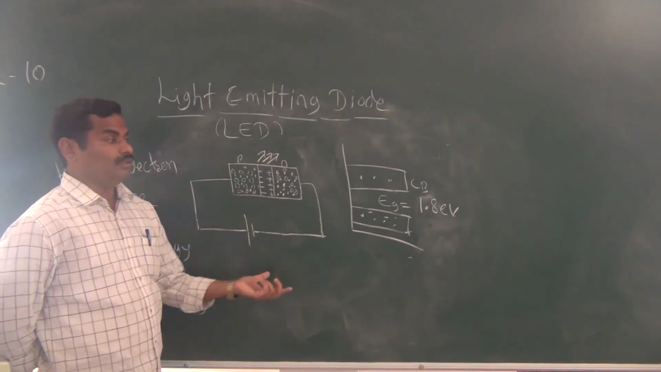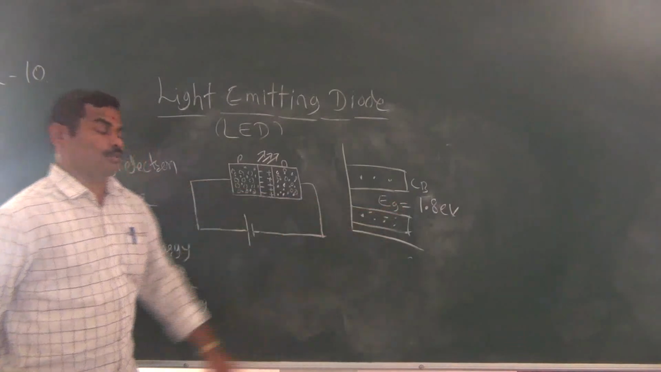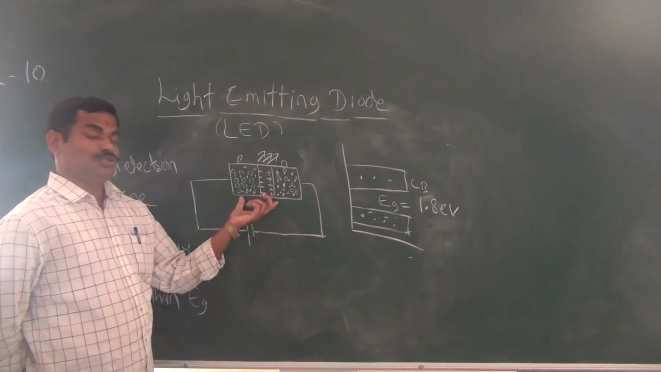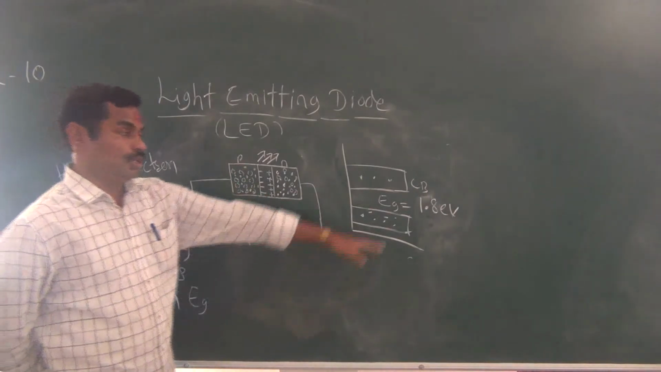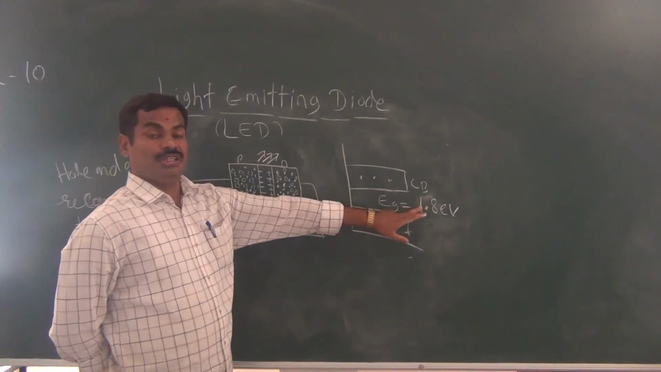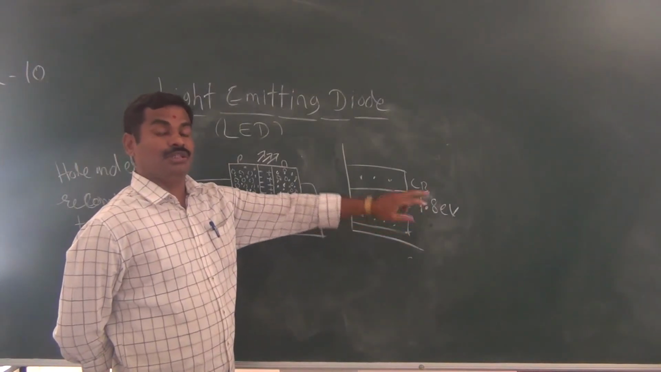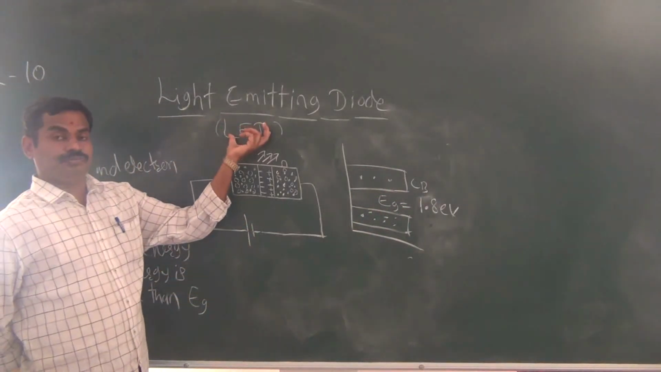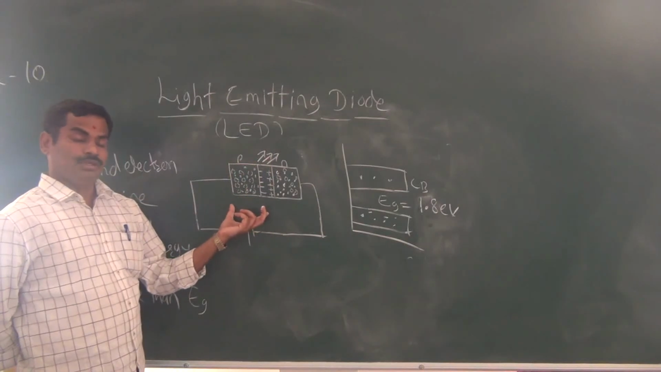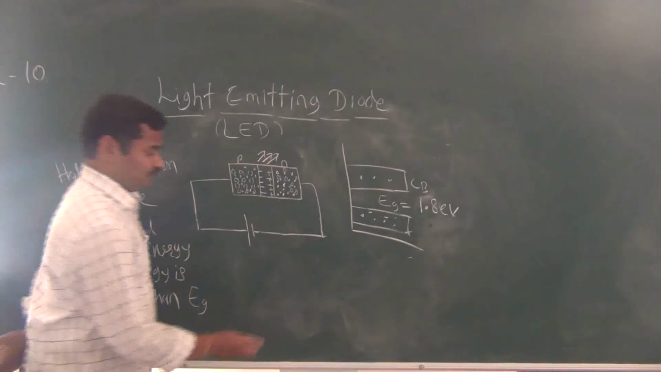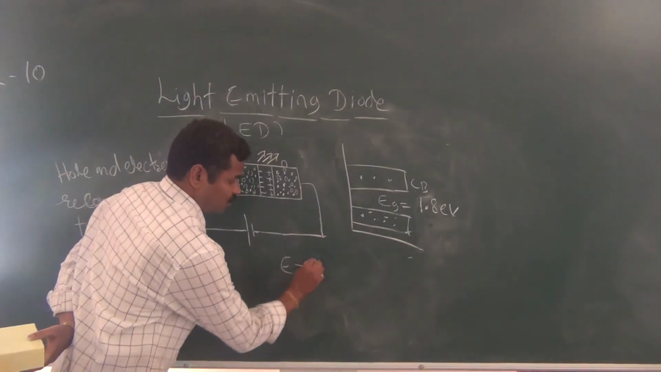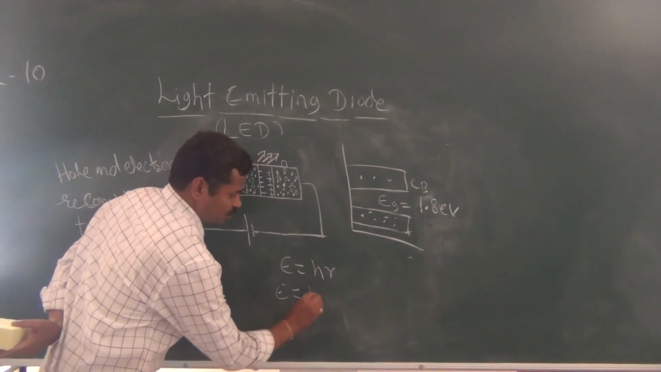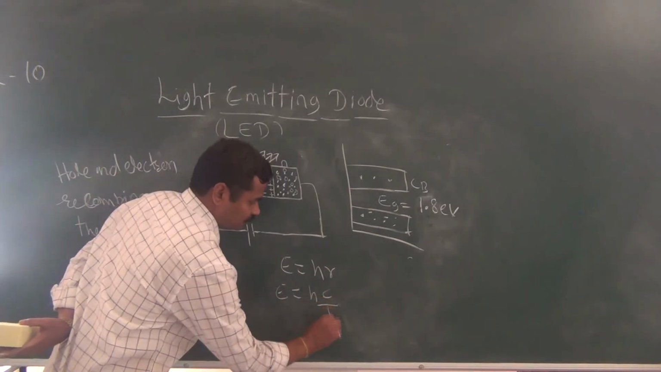And why do they radiate energy in terms of light? Because the semiconductor you are using has an energy gap of more than 1.8 electron volt. If the energy gap is more than that, they will emit light, and that is what is called a light-emitting diode. Why is it called that? Because, as you know, E is equal to h nu, and nu is equal to c by lambda.